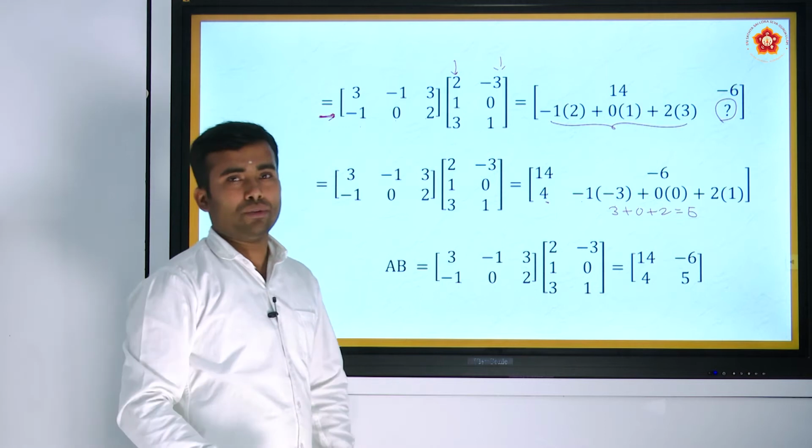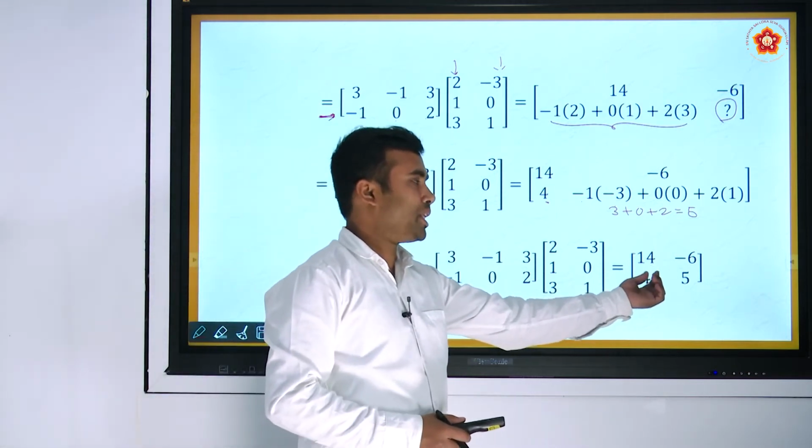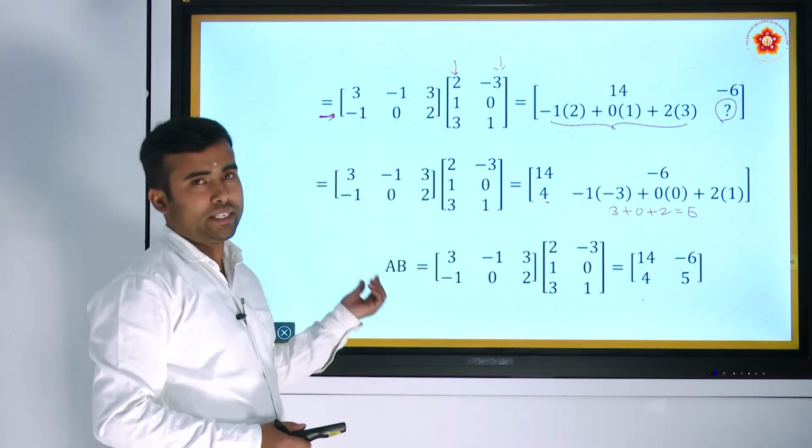This is how we can do matrix multiplication, and the product matrix is 14, minus 6, 4, 5, which is equal to AB, that is A into B.